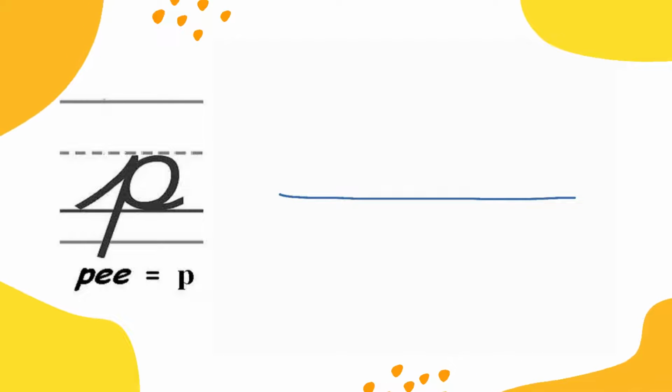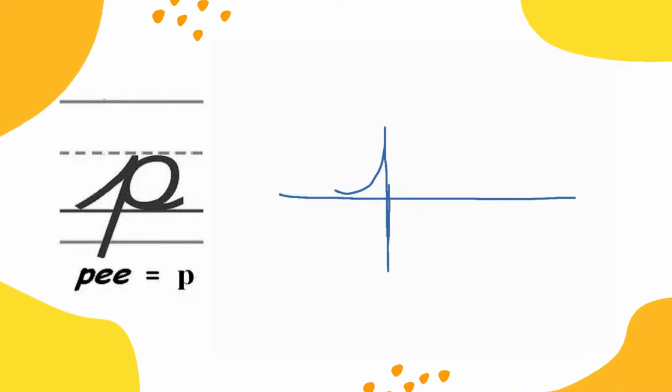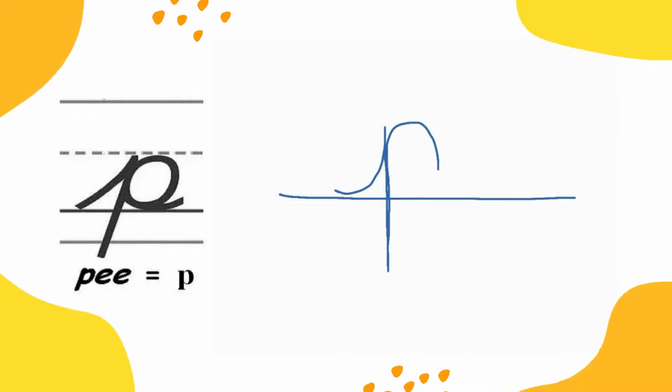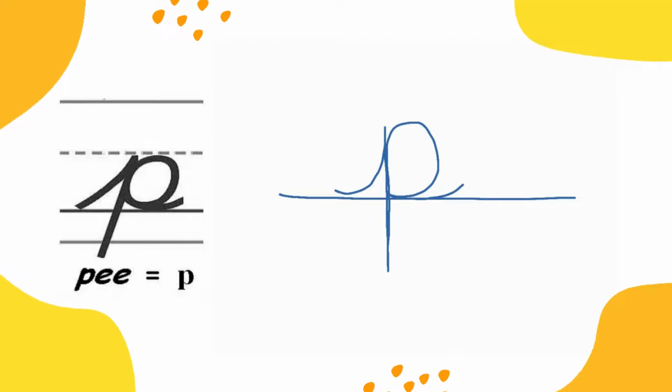Can you draw a P like me? Start on the line, up, back down past the line, back up, around, touch the line, and out.